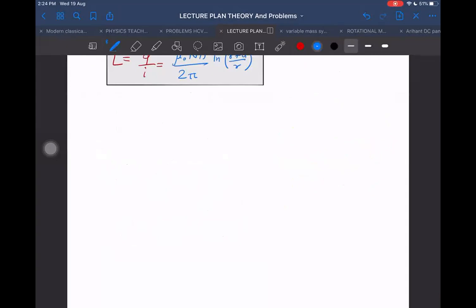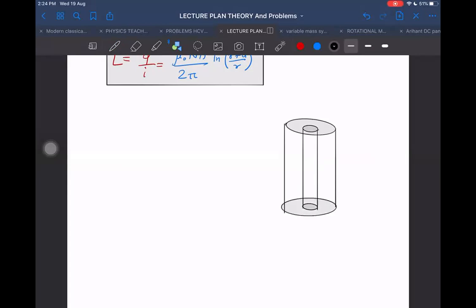Other example of self-inductance. If I take one cylindrical coaxial cable. What is the meaning of coaxial cable, first of all?